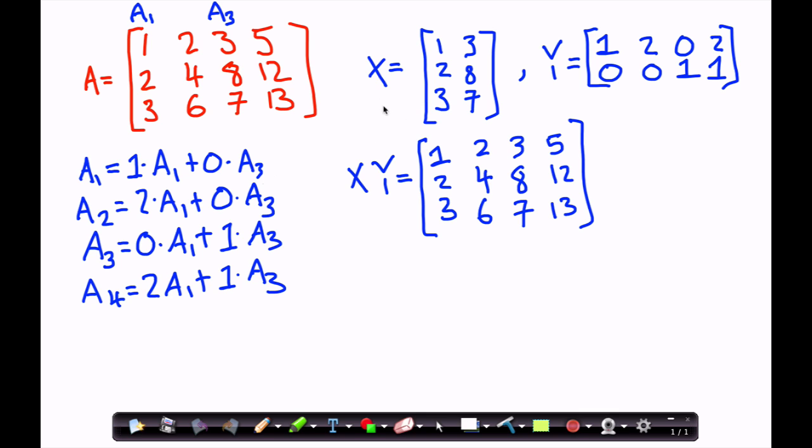So in general, how this theorem works is we can just let X be the columns of A that span the column space of A, and let Y be the coefficients in the linear combinations that give us each of the columns of A. And then when we have X times Y, we're going to get back the matrix A.